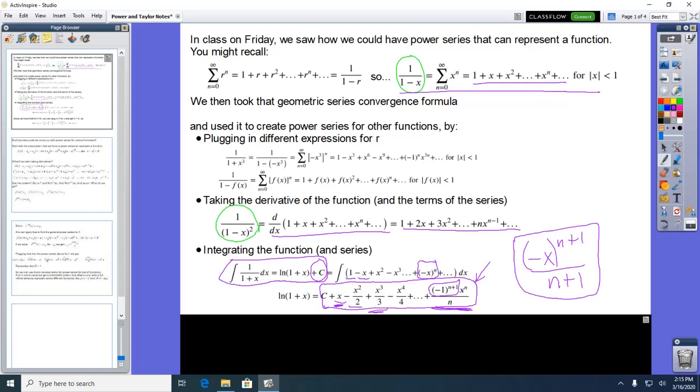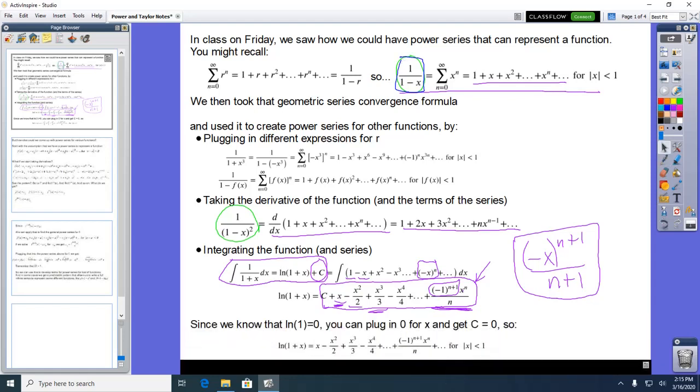So anyway, that's how you can manipulate that geometric series. Any function that can be related to this geometric series convergence function, this 1 over 1 minus x, we can manipulate it and get a power series for it.